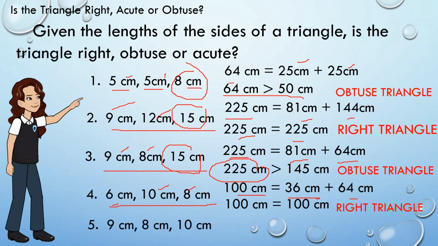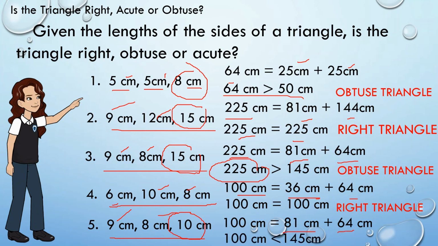Okay, the last one. Our givens are 9 centimeters, 8 centimeters, and 10 centimeters. So 10 is the longest side. 10 times 10 is 100. 9 times 9 is 81, and 8 times 8 is 64. When we get the sum, 81 plus 64, we have 145. So 100 is less than 145. Less than. So what kind of triangle? That is an acute triangle.